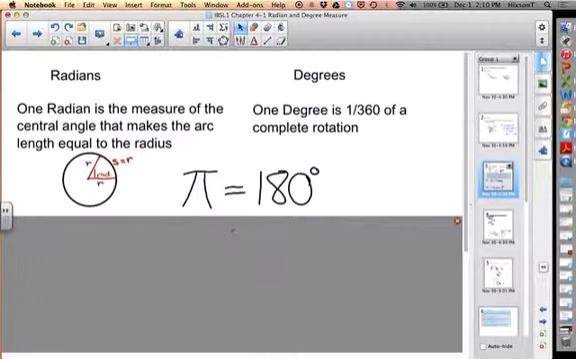Pi is just pi, 3.14159. So it's not like pi radian, it's just pi. Well, it is radians. It's a unit, it's that many radians. This is 1 radian here. This is 3.14 radians.